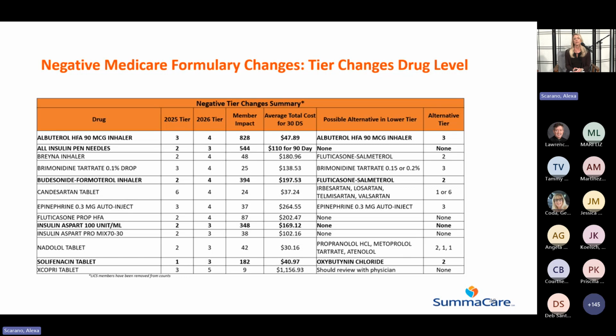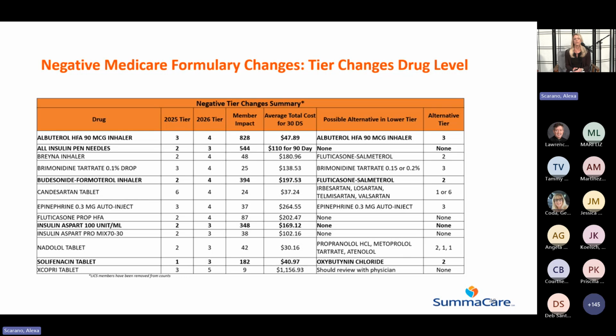As I indicated, the pen needles will be moving from Tier 2 to Tier 3, as we're moving Tier 2 to a $0 copay. And the member impact is 544. The average cost we see for a 90-day supply is about $110. There are no alternatives left in the lower tier there.